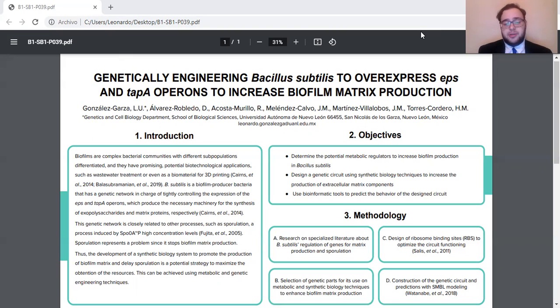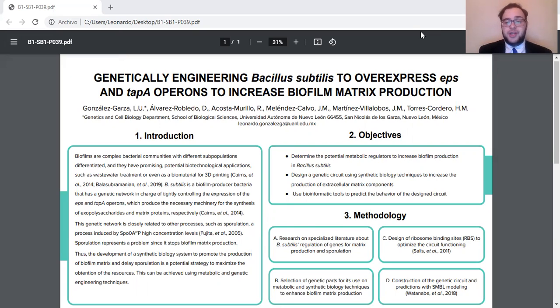As we have mentioned, Bacillus subtilis is a biofilm producing bacteria, and it has a tightly regulated genetic network in order to control the expression of the operons related to the synthesis of the necessary machinery for biofilm production, which are the EPS and the tapA operons, which encode for the production of exopolysaccharides and extracellular proteins embedded in the matrix.